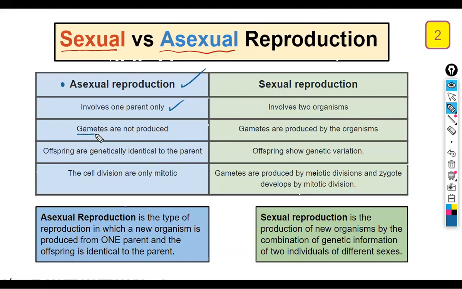This word here, gametes, are not produced. If you don't know what gametes are, in humans, the two examples of gametes are sperm, which comes from the male, and the females have an egg. In sexual reproduction in humans, the gametes are the sperm and the egg, which means the sperm needs to come in contact with the egg. In asexual reproduction, there's no such thing as sperm and eggs. They are just simply not required for the organism to reproduce.